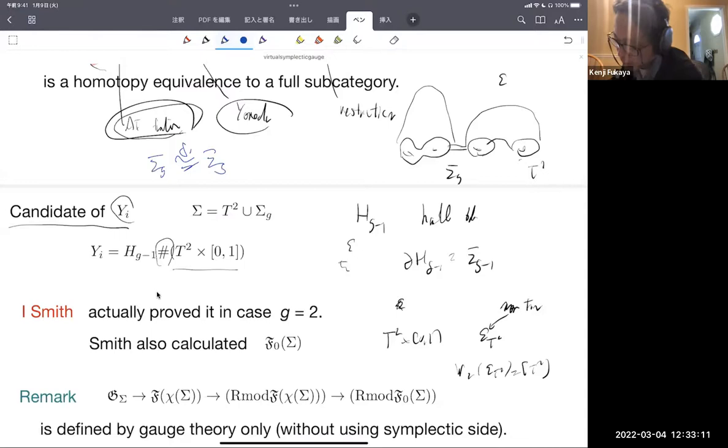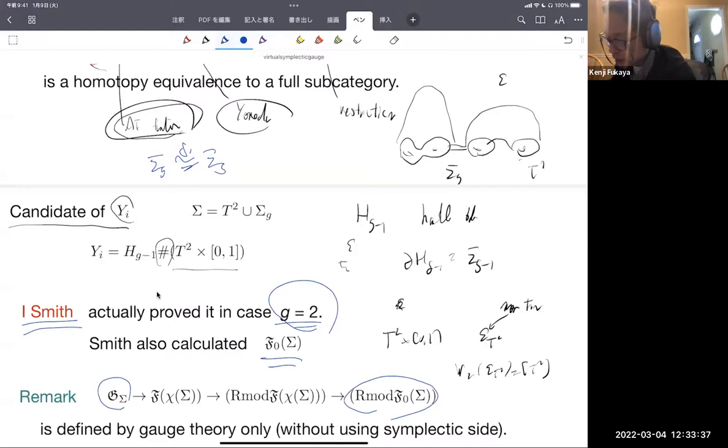I don't know whether it's true or not, but Ivan Smith found such an explicit generator in this way in the case of genus 2. And he also calculated on this full subcategory generated by the finitely many choices. It's very explicit. So using Ivan Smith's work, we can construct this functor from here to here in the genus 2 case. And we expect that we can generate a higher genus, but I don't know.